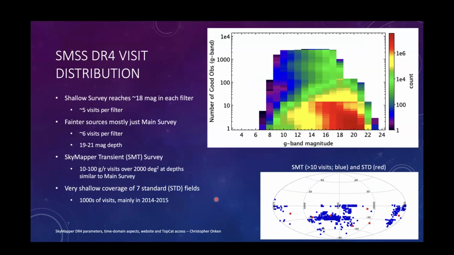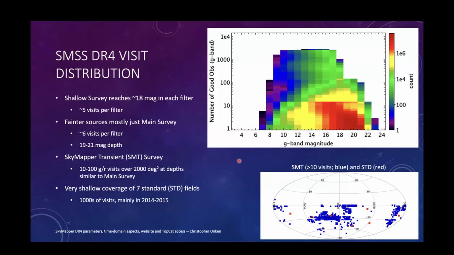And the deeper observations of the main survey, also 5 or 6 visits per filter, then reach another few magnitudes deeper. And so for the sources that are brighter than 18th, you get the combination of those. And for the faint things that are fainter than that, you only have the observations from the main survey.